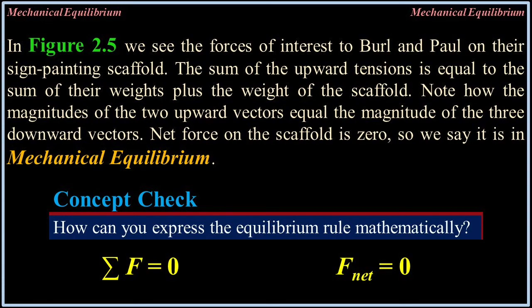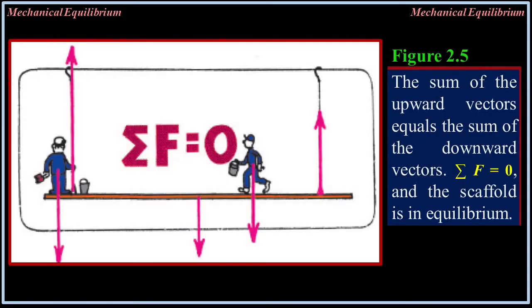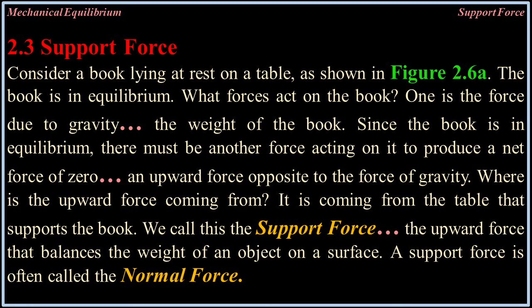How can you express the equilibrium rule mathematically? Sigma F equals 0, or F net equals 0. Figure 2.5 shows quite clearly the sum of the upward vectors equals the sum of the downward vectors. Sigma F equals 0, and the scaffold is in equilibrium.